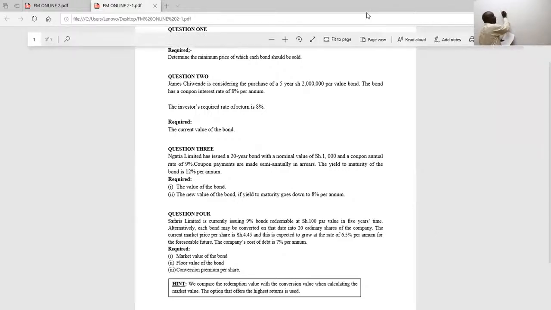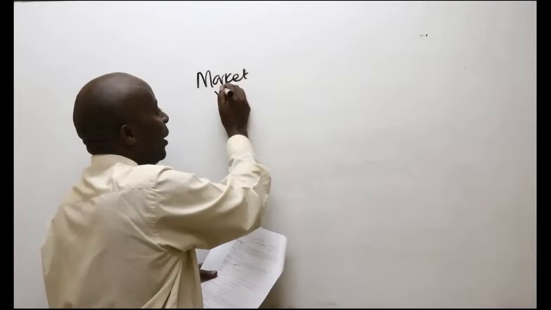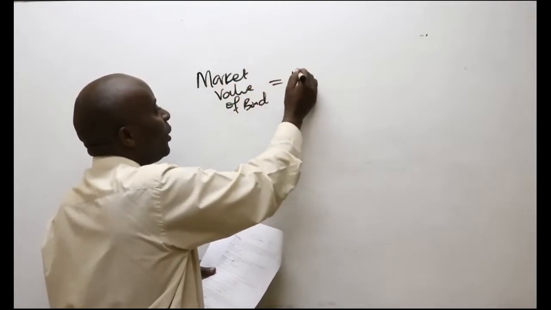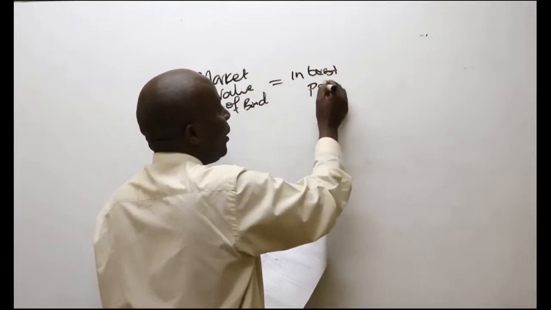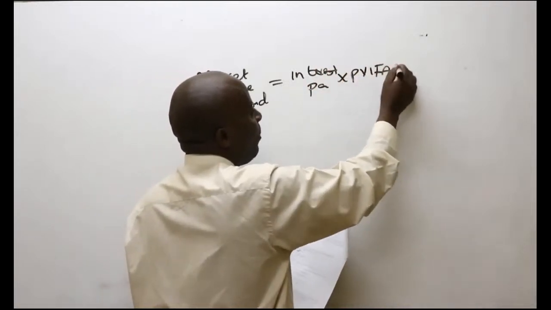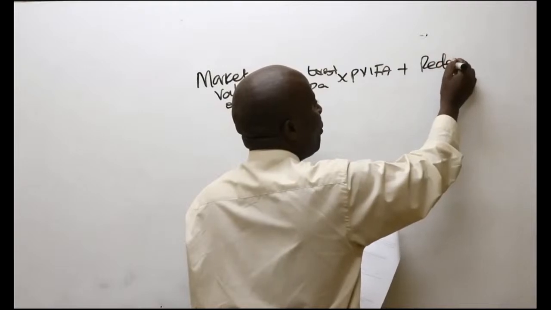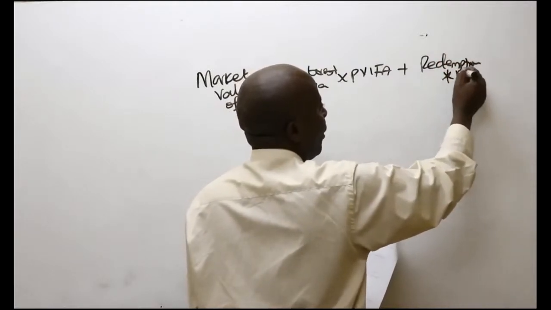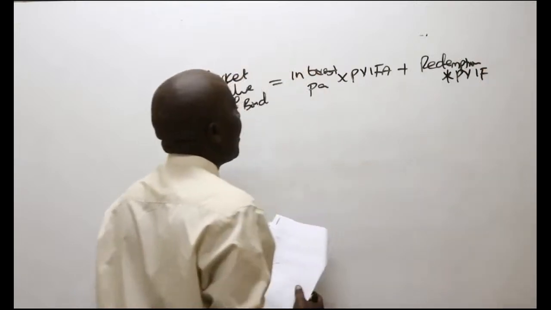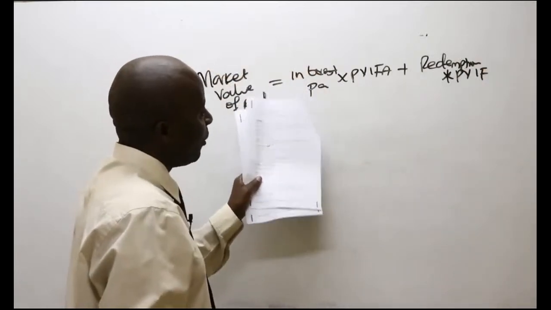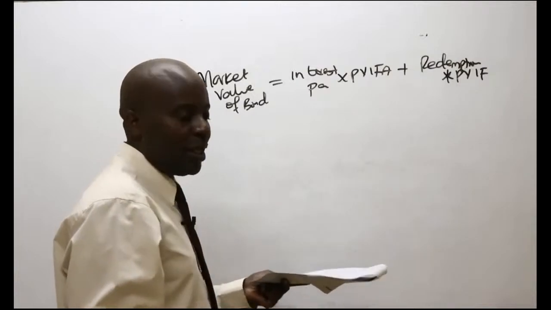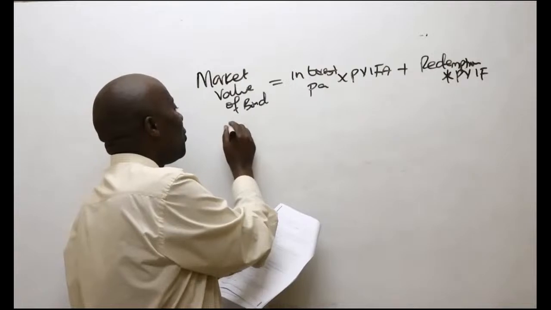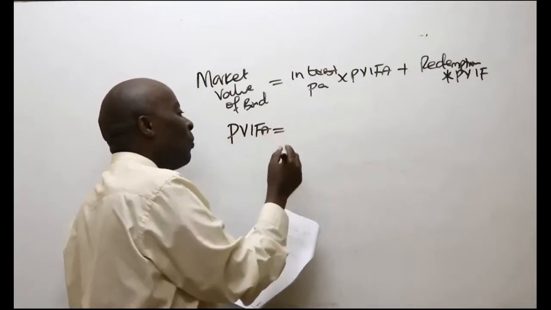So the market value of the bond will be equal to the interest annuities multiplied by PVFA, plus the redemption amount multiplied by what here, somebody? Multiplied by PV. So two things I need to get, ladies and gentlemen. I can see quite easy marks that I need to pick and put somewhere. For example, I can compute the PVFA.